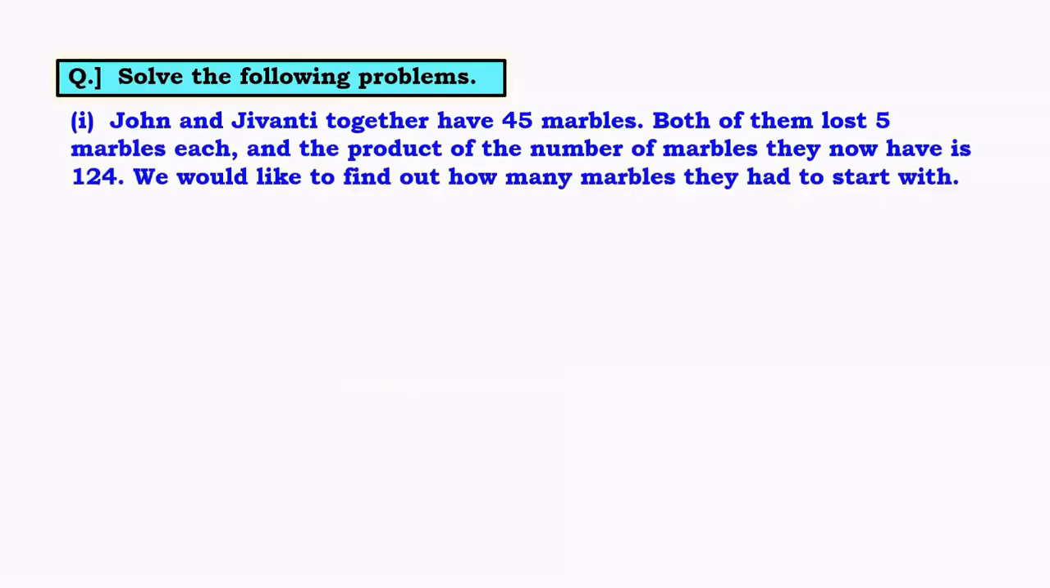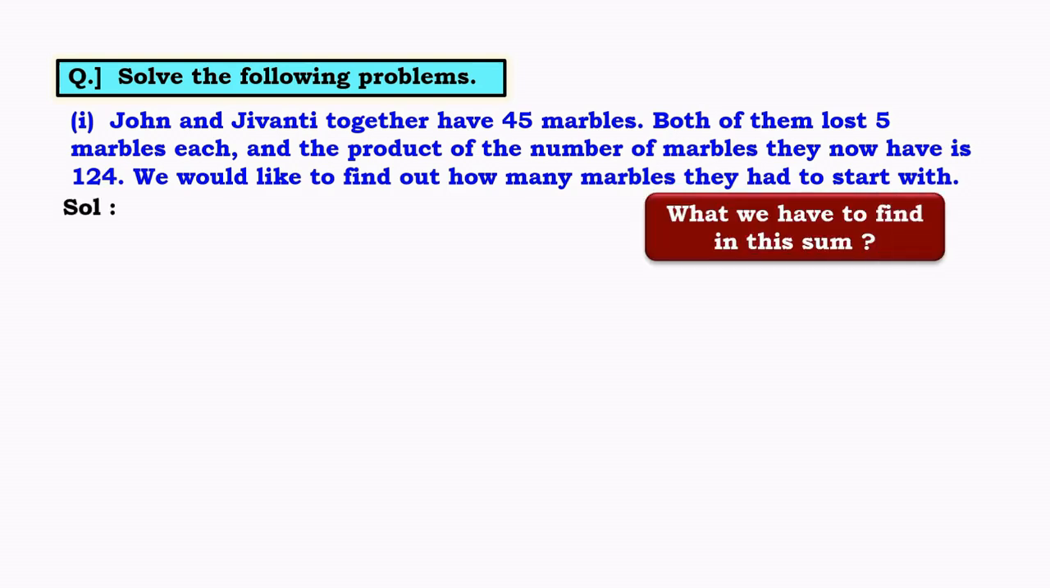Let us read the question carefully. John and Jeevanti together have 45 marbles. Both of them lost 5 marbles each, and the product of the number of marbles they now have is 124. We would like to find out how many marbles they had to start with. Now let us understand what we need to find. We need to find the number of marbles John and Jeevanti originally had.